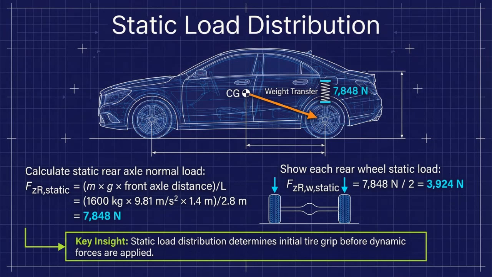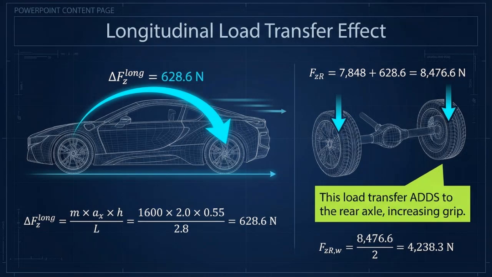Each rear wheel therefore carries 3,924 newtons. This static load forms the baseline grip level before any lateral or longitudinal load transfer occurs. We calculate the longitudinal load transfer during acceleration. This is given as 628.6 newtons.